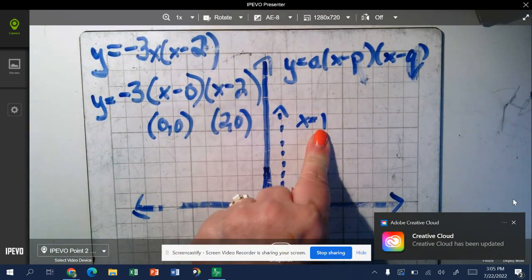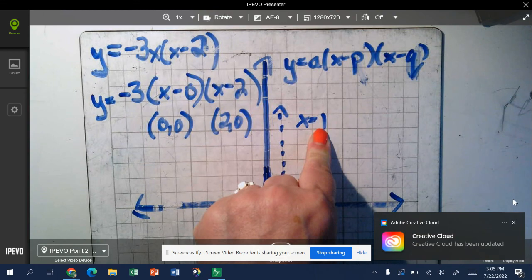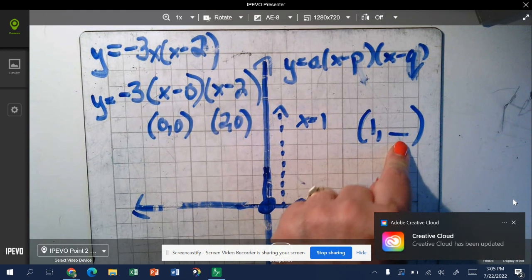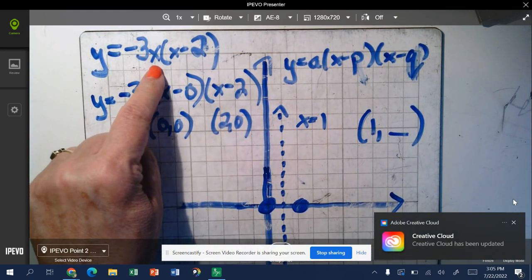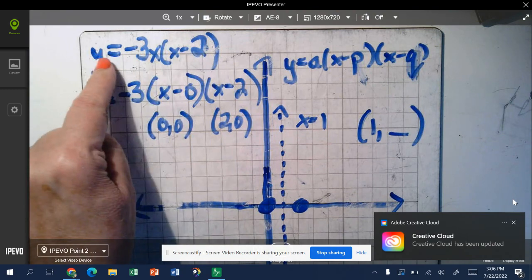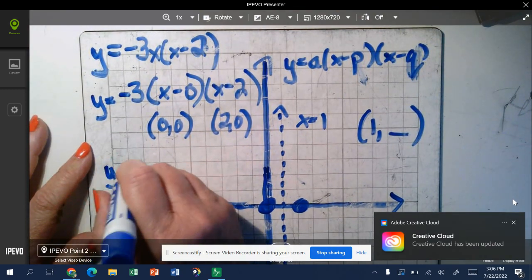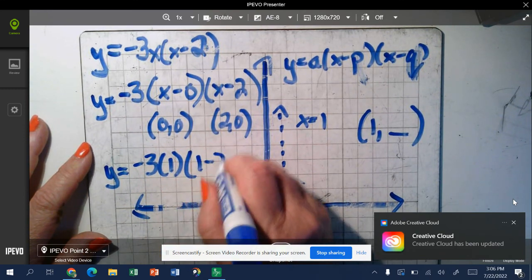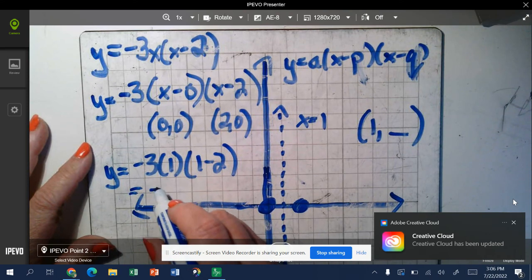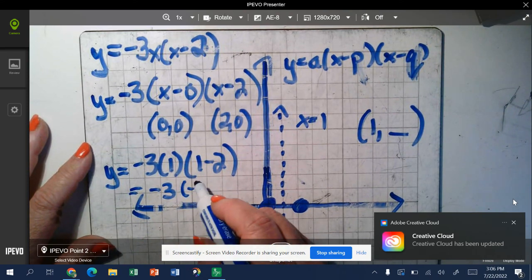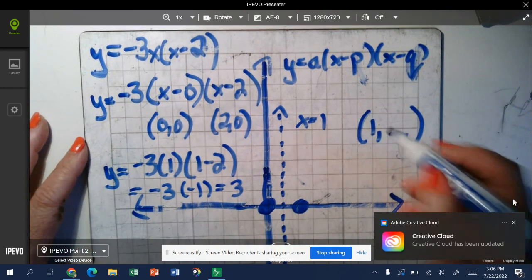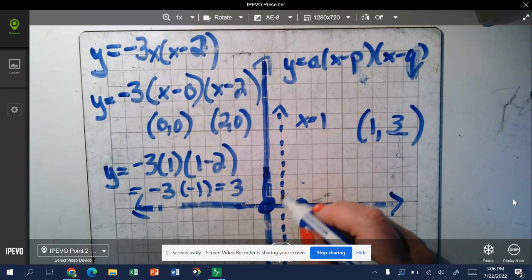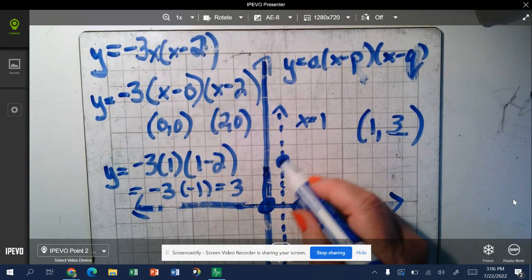So that tells me the x value of my vertex has to be 1. Now I know that my vertex is at 1, something. In order to find the y value of my vertex, I can just take 1 and plug it in here for x, and I'll figure out what y is. So y equals negative 3 times 1, which is my x value, times (1 minus 2). This will give me negative 3 times negative 1, which would be a positive 3. So now I know that my vertex is at (1, 3). So my vertex will be over 1, up 3. So I know here this is my vertex.